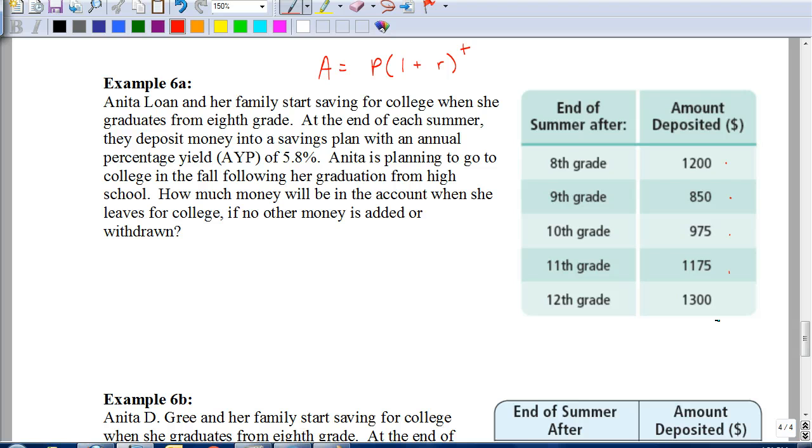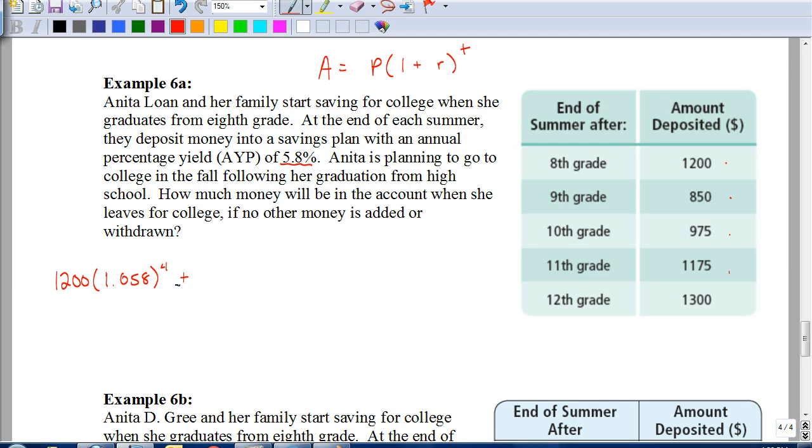So let's start with that amount after her 8th grade year. So it's going to be $1,200 times 1 plus the rate. The rate is 5.8%, or remember, we don't use percents the way they are. We change it to decimals, so it'd be 0.058. Well, if I add that to 1, it'd be 1.058. Now I have to figure out how long that's going to sit in her account. Remember, this is an amount that's received at the end of the summer, so right before her 9th grade year. So this is going to sit in there for all of her 9th grade year, her 10th grade year, her 11th grade year, and her 12th grade year. So it's going to sit in their account for 4 years before it's going to get withdrawn for college.